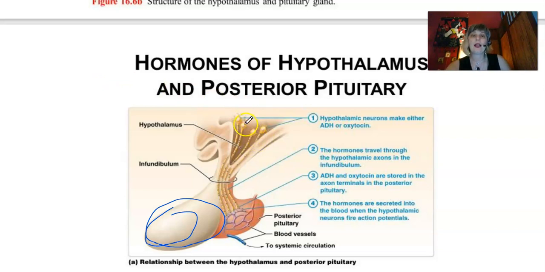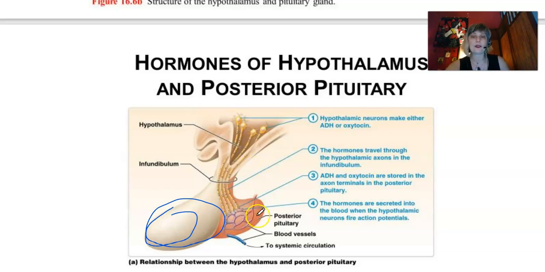And like I said, ADH and oxytocin are going to be released and send the signals via these nerves. And then, of course, as you know, the posterior pituitary is going to store the oxytocin and the ADH and release them whenever it is necessary. All right, so I think I beat that to the ground.